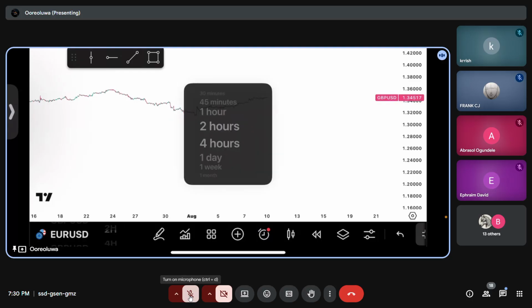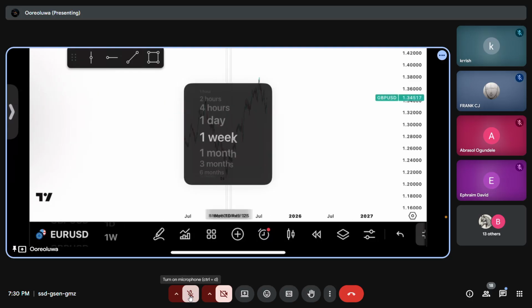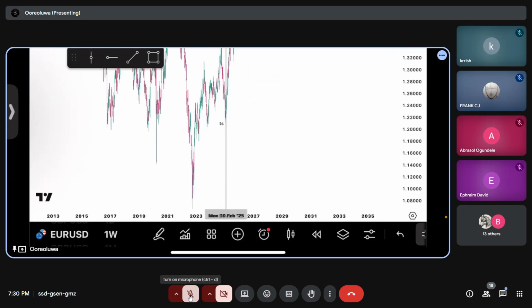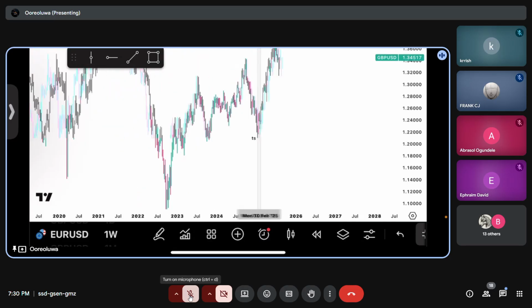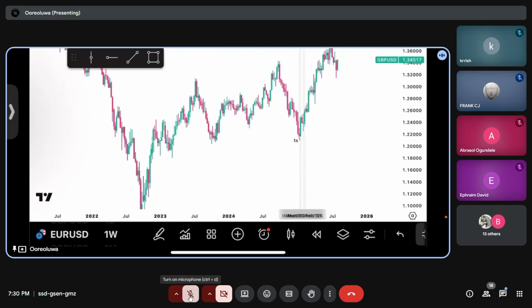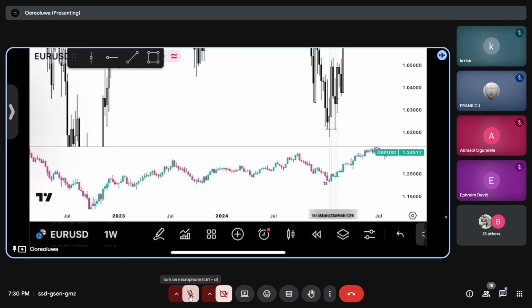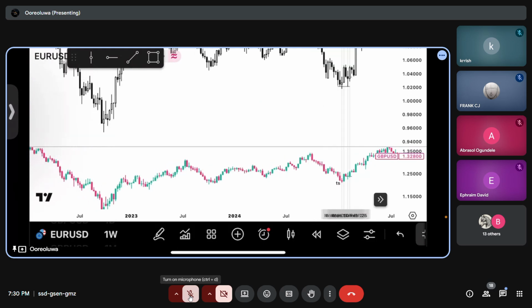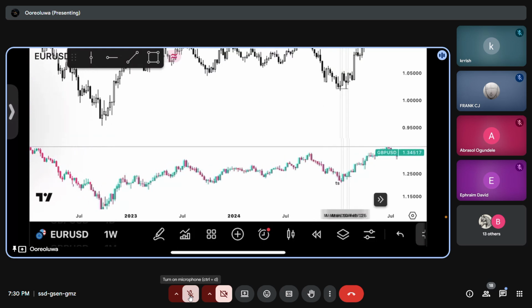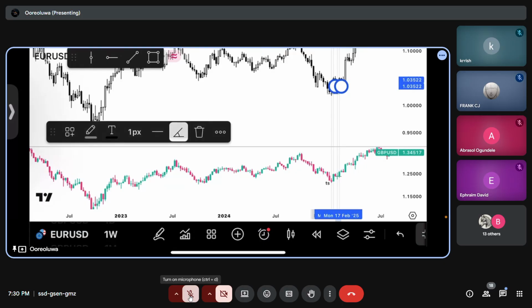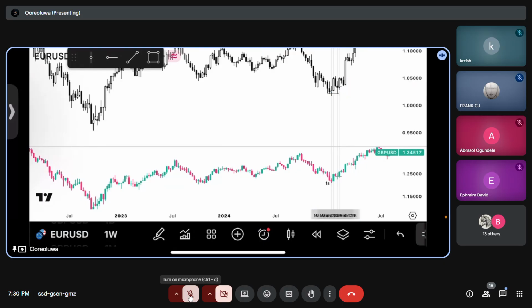And mind you, before I proceed, let me show you something. Let me use Euro USD. Now look, on Euro USD, we are in a key level. We are inside the key level. You can see this is.